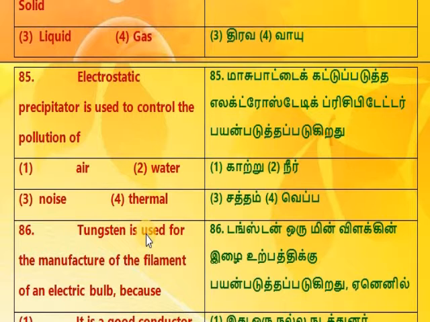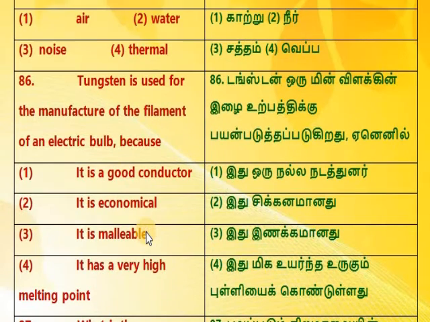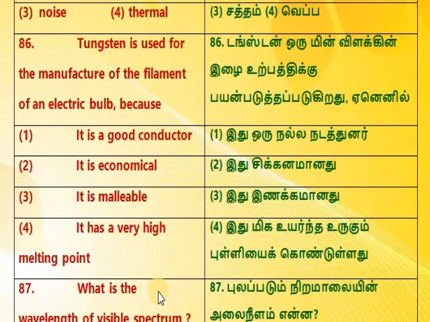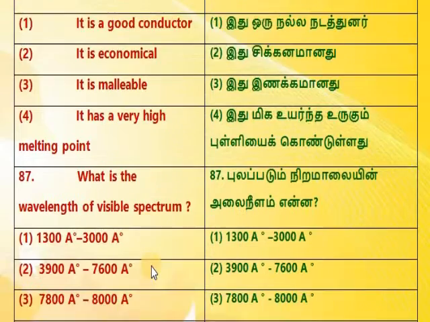Water, 3. Noise, 4. Thermal. 86. Tungsten is used for the manufacture of the filament of an electric bulb, because 1. It is a good conductor, 2. It is economical, 3. It is malleable, 4. It has a very high melting point.